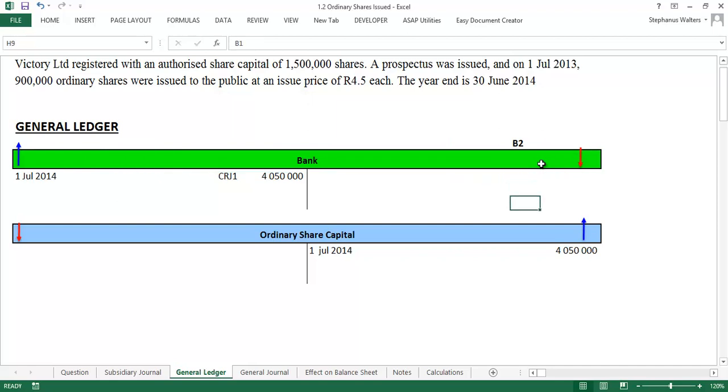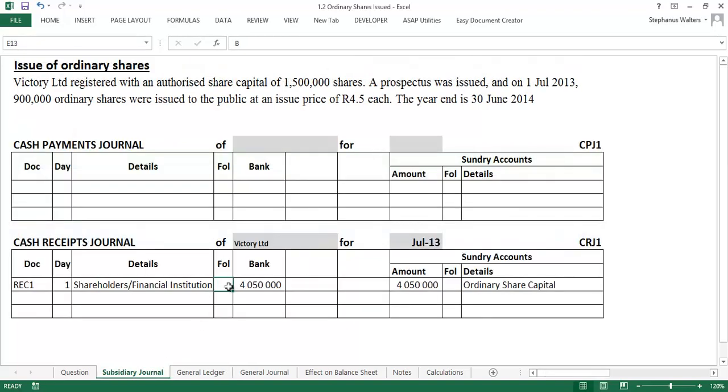Bank is going to be B2, and ordinary share capital, we're going to call that B1. So this 4.05 we got from the bank column here. So we can post that to the bank, B2. There we go. You'll normally post the total of the bank account, but in this case, there's just one transaction. So I'm just leaving it at that.